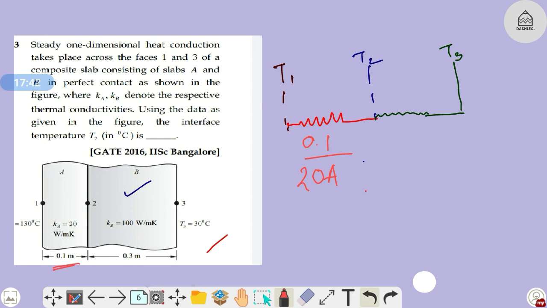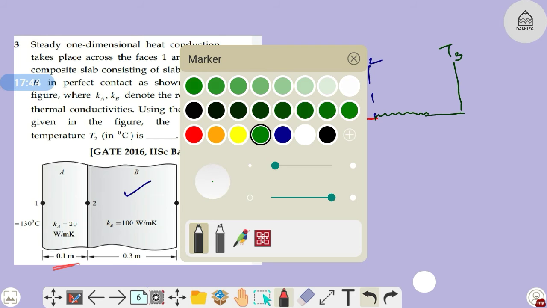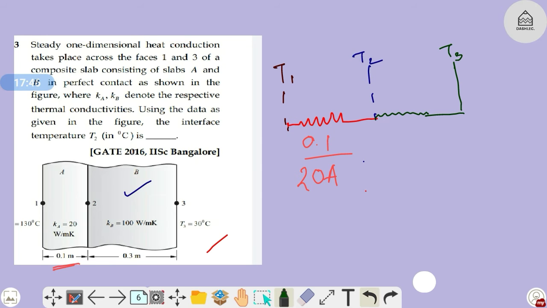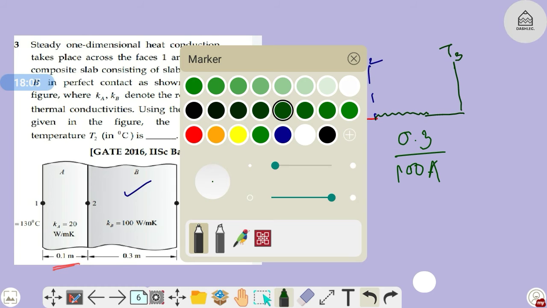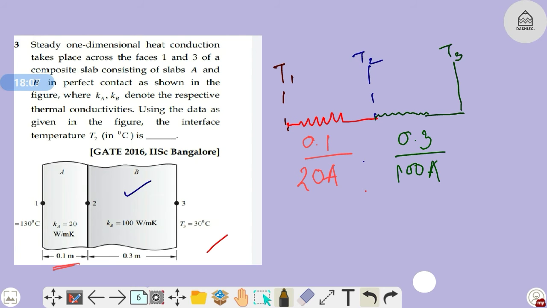Now I will write the conductive resistance of slab B, that is also L by Ka, that is 0.3 divided by Ka. K is 100 into A. Okay, so I will say one thing to you here.